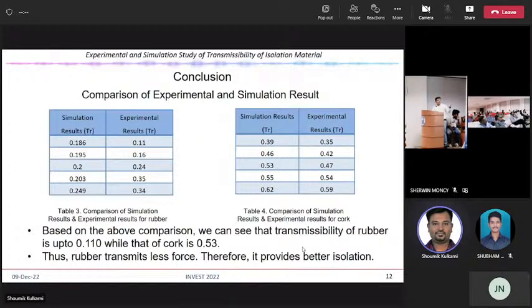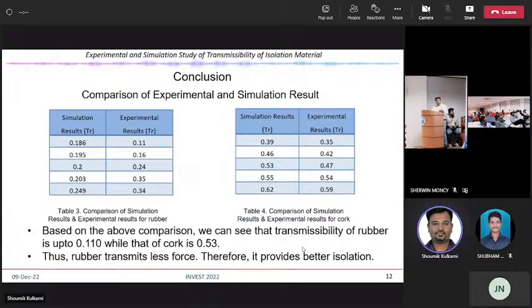And this is the conclusion in simulation and experimental studies. In the simulation results, you can see that transmissibility is 0.186 and 0.11. So there is a small approximation in the experimental studies, because we cannot trace every various force being transmitted.